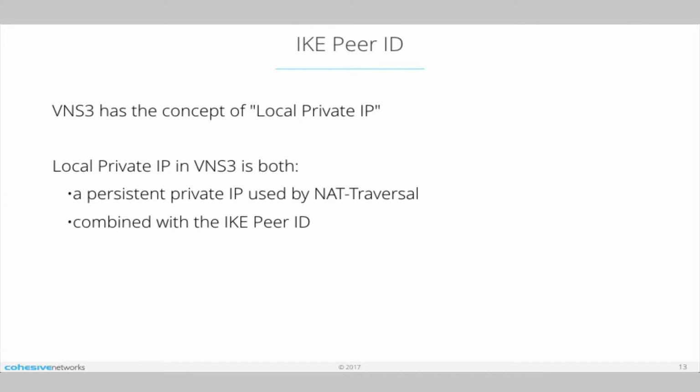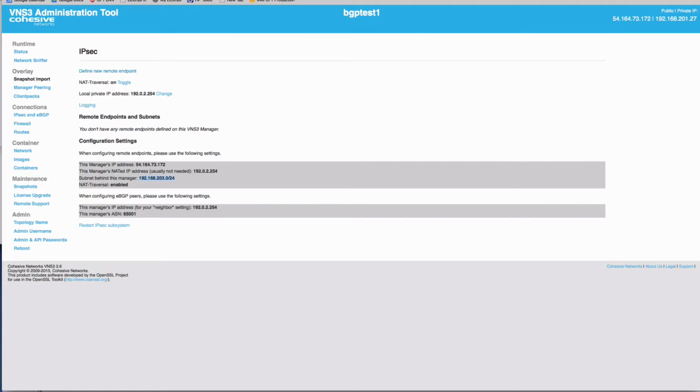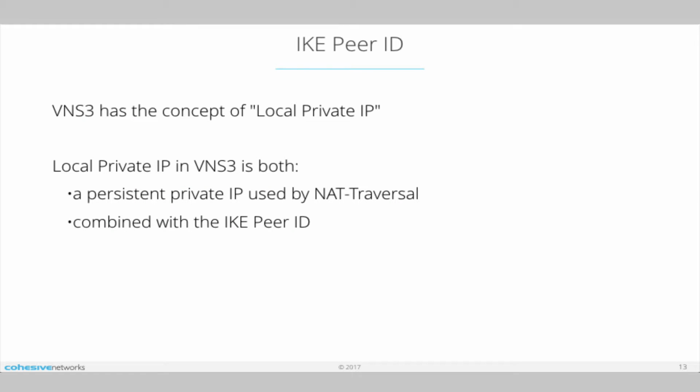So what the local private IP is, it's a persistent private address that, regardless of what VPC address you have, is what the other side can be told to use for that setting on their side. So it's a way to give you better configurability without any changes to the configuration in the event of a change. Where you see this on VNS Cubed is you see the local private IP address. So that's what local private IP does in part.